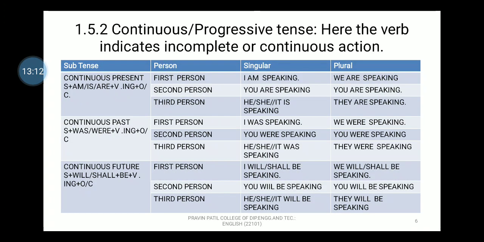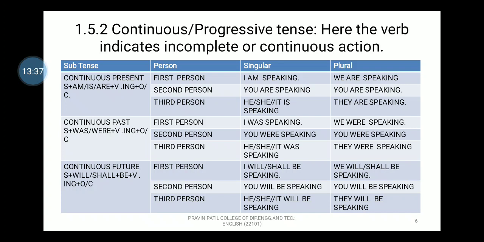Okay, next, continuous time. Continuous or progressive tense. Here the verb indicates incomplete or continuous action. Incomplete action, continue, the action is going on. Okay, in present time, in past time, in future time.